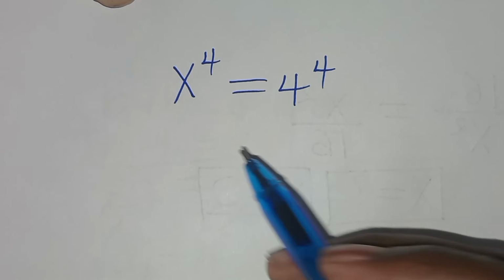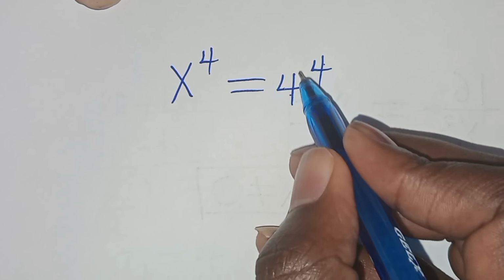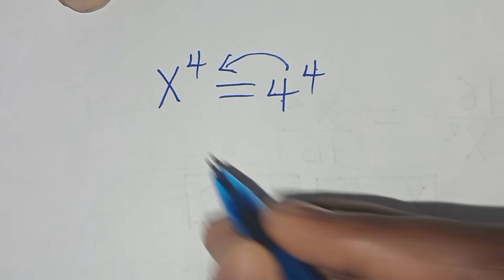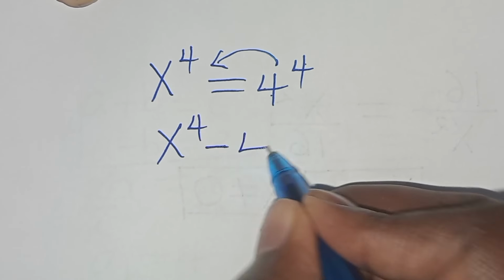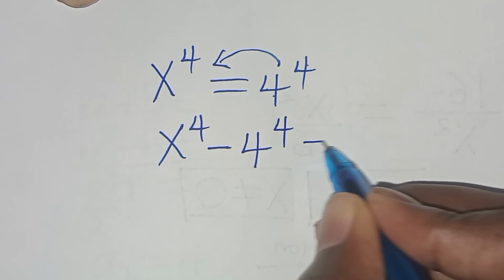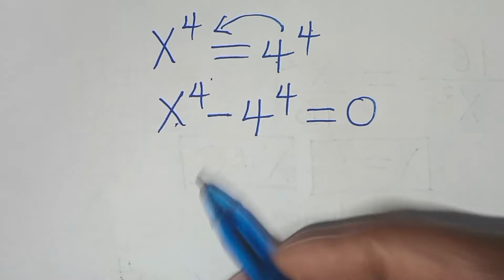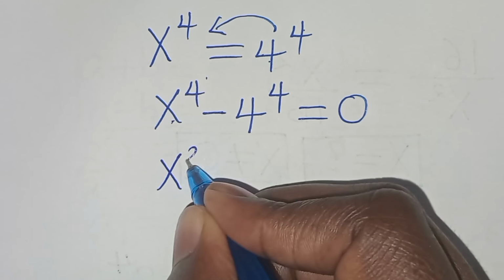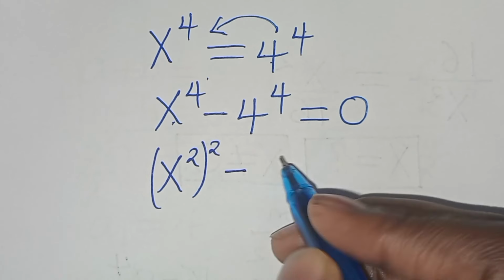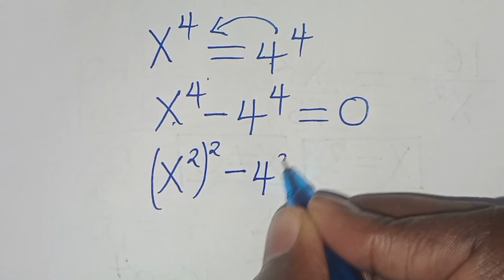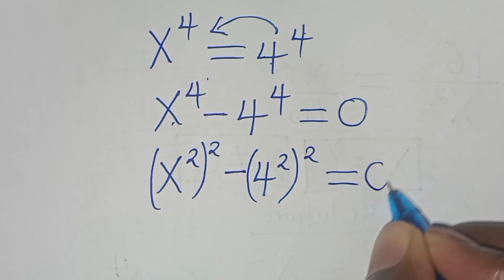The next step: we have x to the power of 4 equal to 4 to the power of 4. Let's take 4 to the power of 4 to the left-hand side, so that we have x to the power of 4 minus 4 to the power of 4 equal to 0. We can express x to the power of 4 as x to the power of 2, raised to the power of 2, minus 4 to the power of 4, which is 4 to the power of 2 raised to the power of 2, equal to 0.